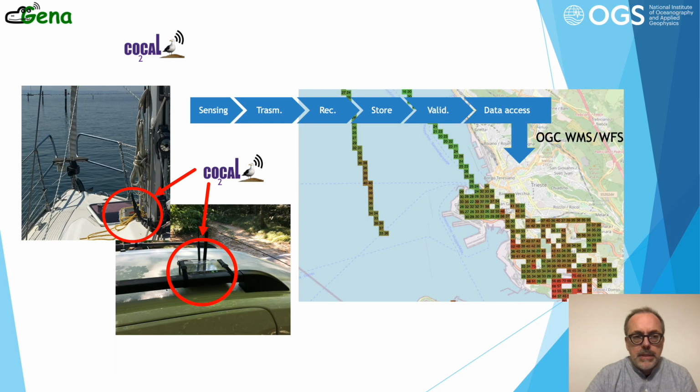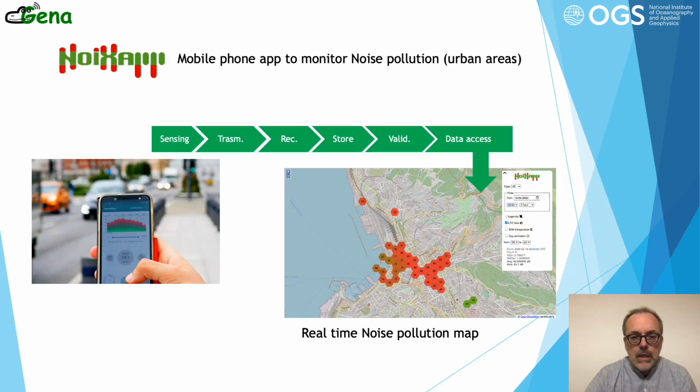Another project built on top of Gena is Cocal, where we developed boxes containing sensors for air quality. And of course, these boxes can be attached to a car in urban areas or to a boat at sea, so we can join information from both environments. NoiseUp is another initiative built on top of Gena that is based on a mobile phone app to monitor noise pollution in urban areas. So there are already existing solutions similar to NoiseUp, but this is fully integrated in Gena.